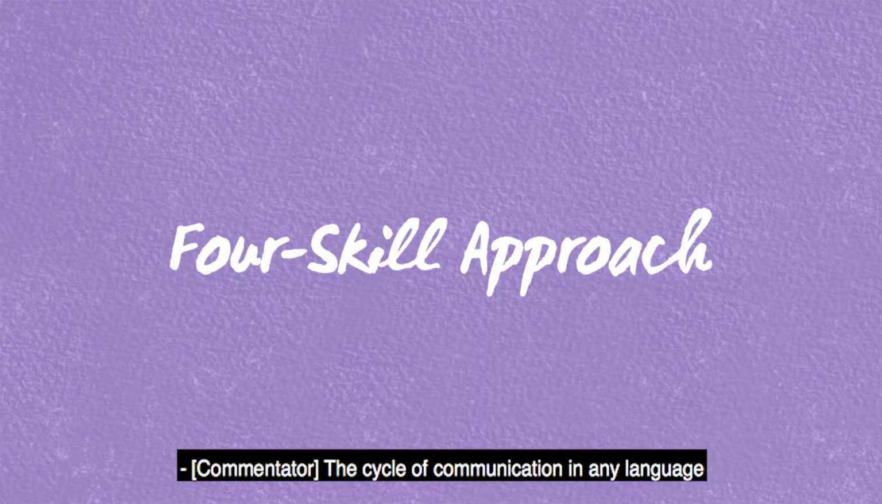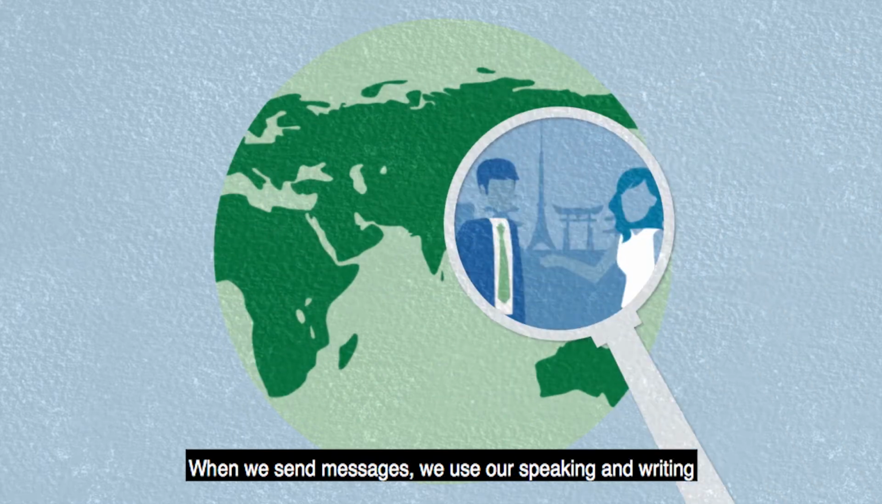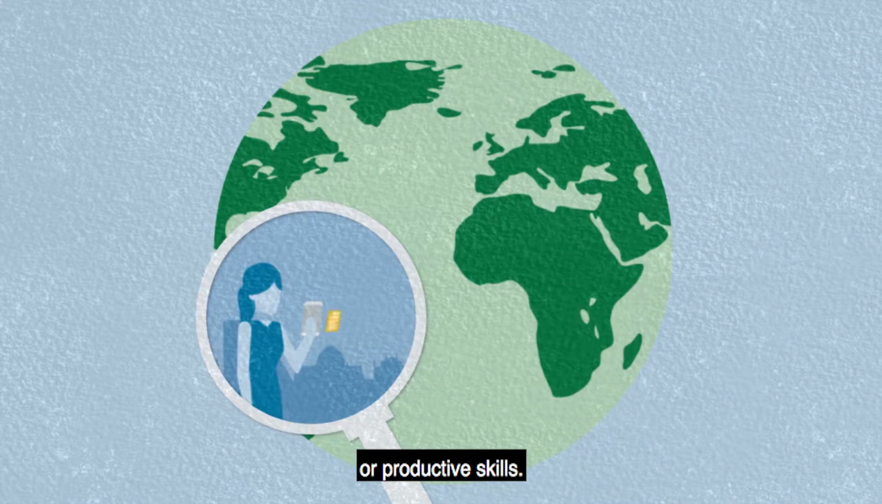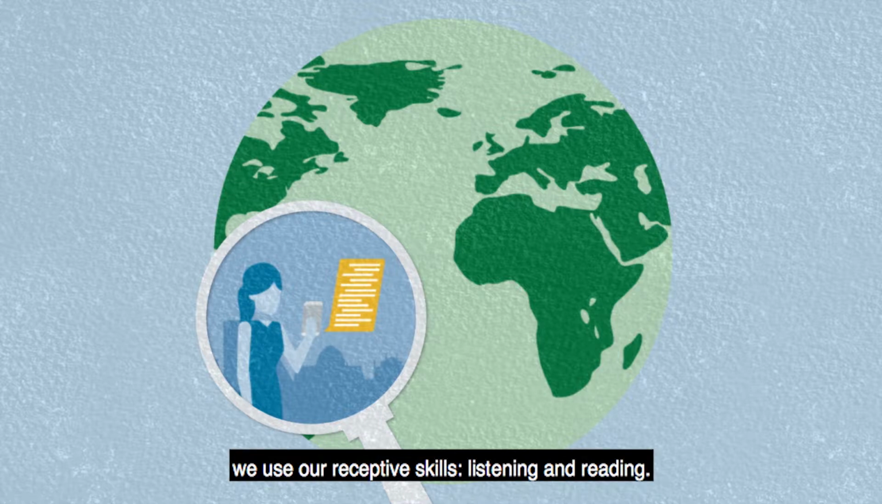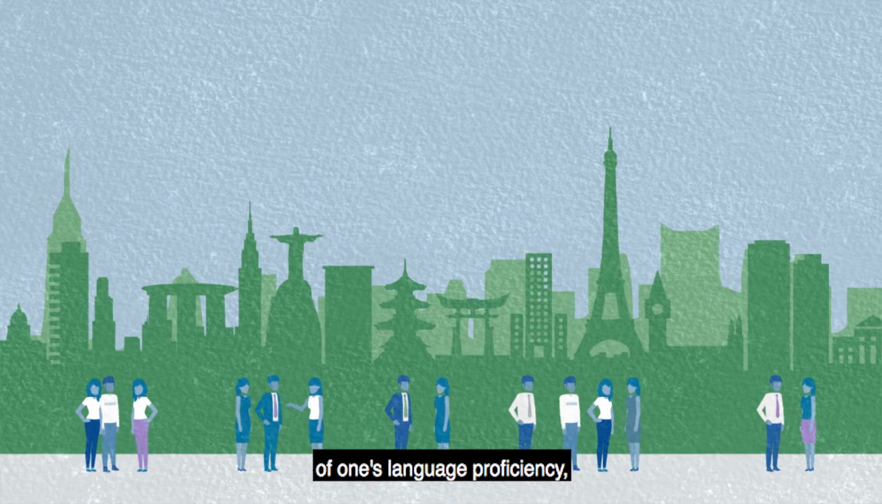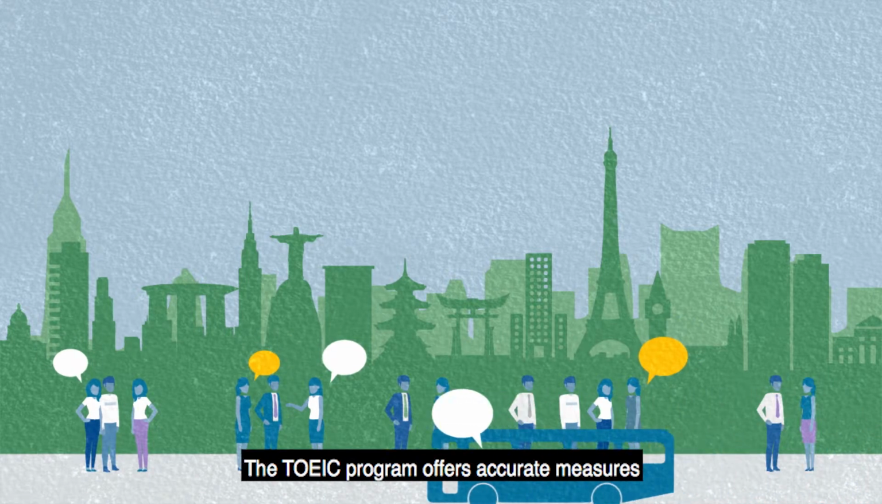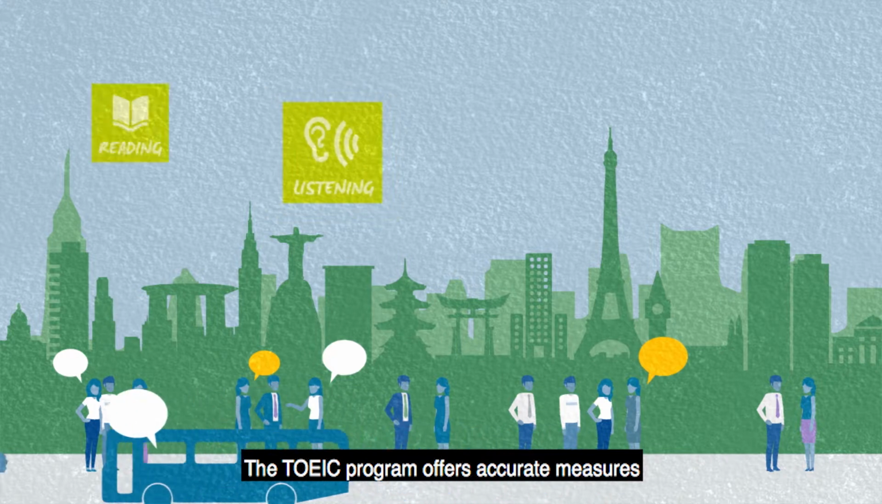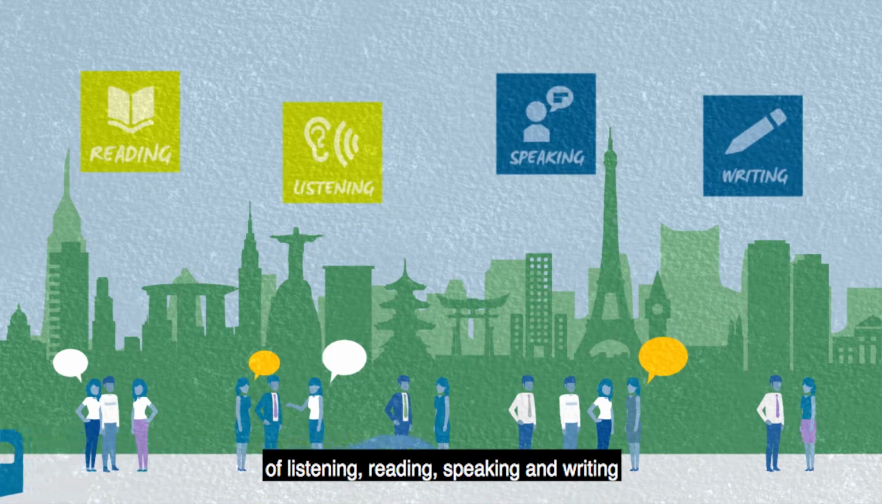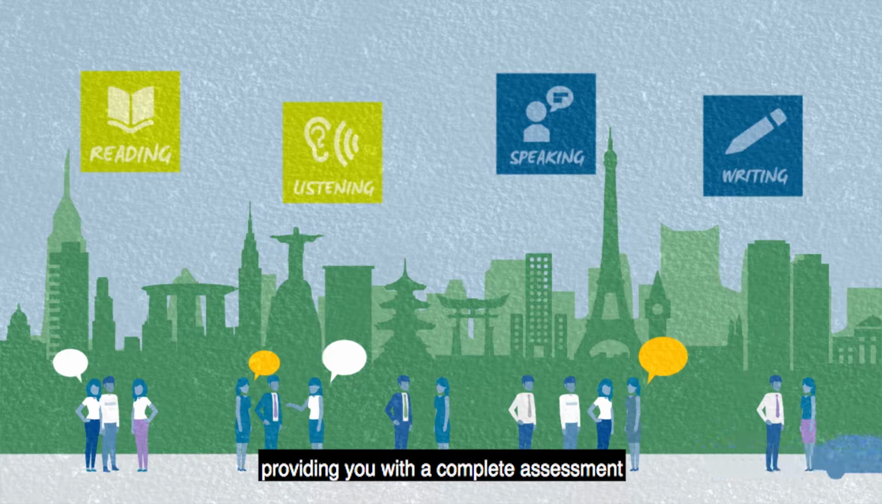The cycle of communication in any language is made up of sending and receiving messages. When we send messages, we use our speaking and writing, or productive skills. When we receive messages, we use our receptive skills, listening and reading. In order to gain a full picture of one's language proficiency, you must measure all 4 of these skills. The TOEIC program offers accurate measures of listening, reading, speaking, and writing, providing you with a complete assessment of English language skills.